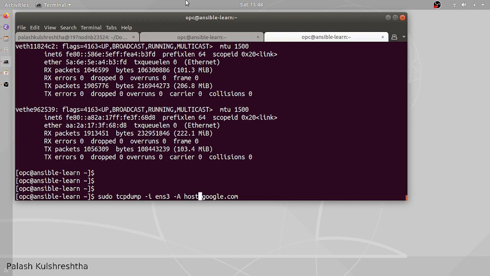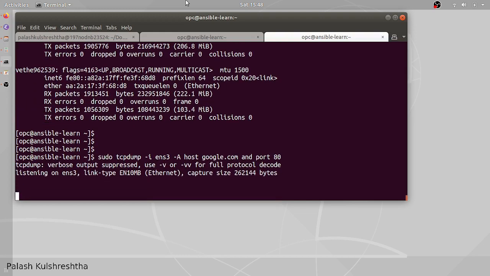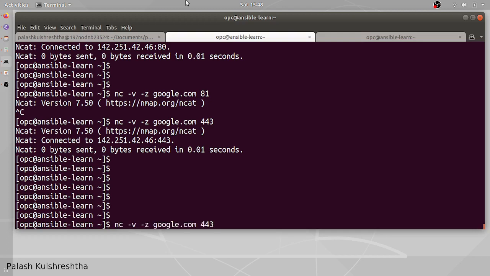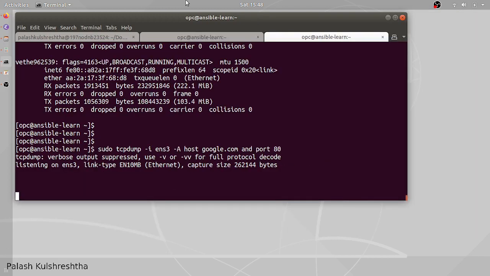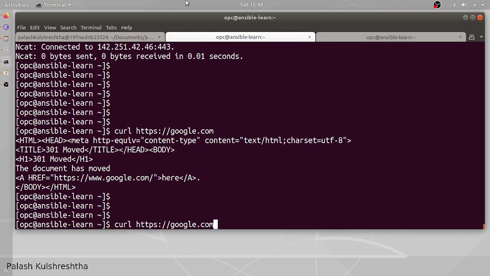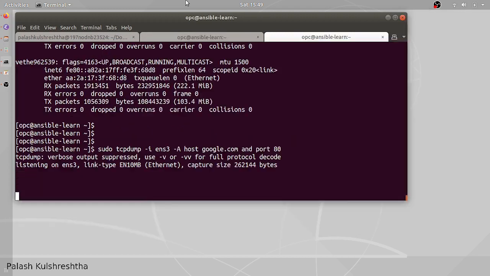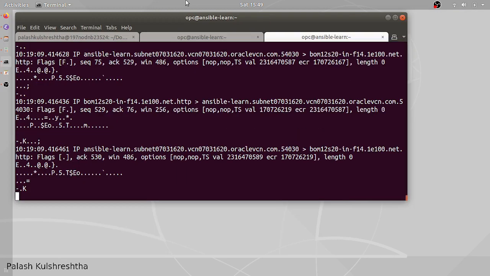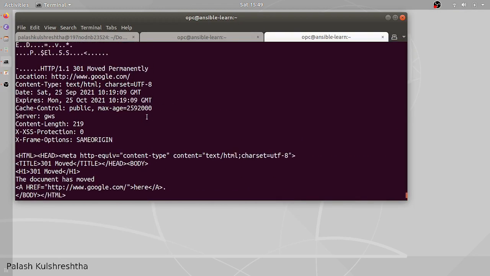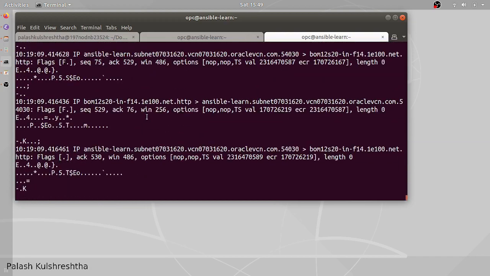Host specifies the IP address, or in this case google.com, to connect to, and if you also want to give a port, then add and port 80, then it is only going to listen on port 80 for google.com. So even if you do curl https google.com, it is not going to capture that traffic. And as soon as you write http google.com, so http is basically port 80, it is going to capture that. You can see it has captured the data for port 80 on google.com.